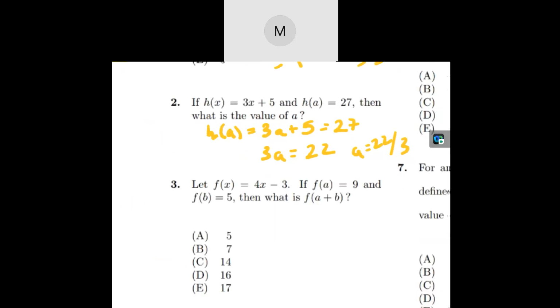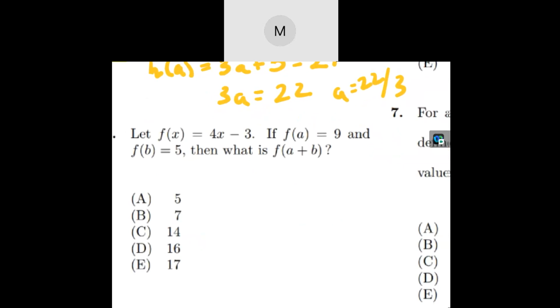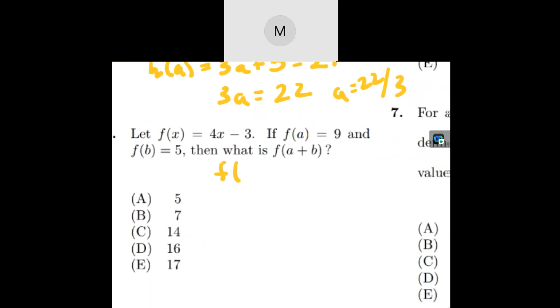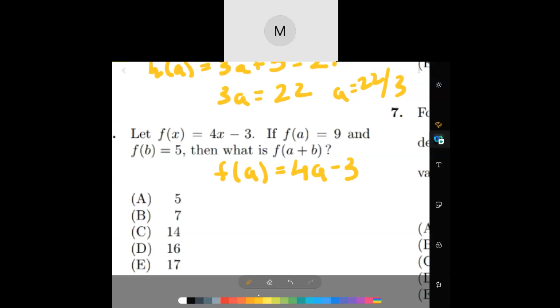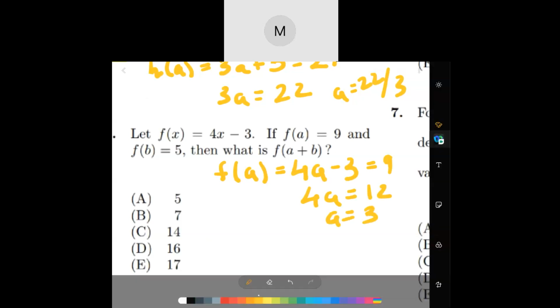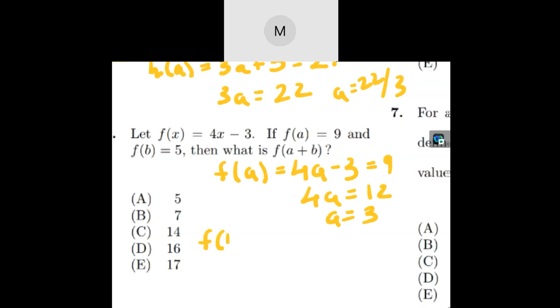Moving on to the next question, we're trying to find f of a plus b in this question. We have f of x equals 4x minus 3, f of a is 9, f of b is 5. So first let's work with f of a. f of a equals 9, but it also equals 4a minus 3. Remember, we substitute the x with a, and we say that's equal to 9, which means 4a is equal to 12, or a is equal to 3. We do the same thing for f of b, and we say that's equal to 4b minus 3, which is equal to 5, which means b is equal to 2 when you solve it.